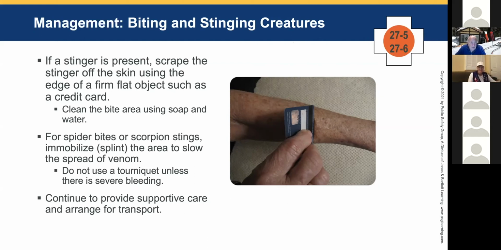If a stinger is present, they want to scrape the stinger off the skin using the edge of a flat object such as a credit card. Clean the bite area using soap and water. That's for bee stings, something like that. For spider bites, that's rather interesting. They want you to immobilize the area and to slow the spread of the venom. They also want you to keep the infected area below the heart so that it doesn't pump through the body quite as quickly. And again, don't use a tourniquet unless there's severe bleeding.